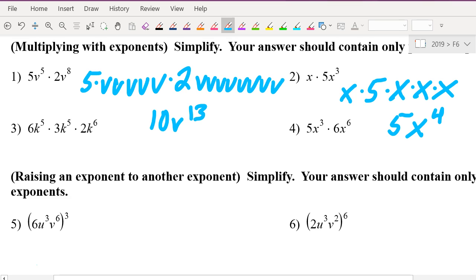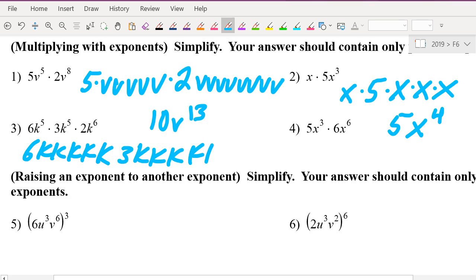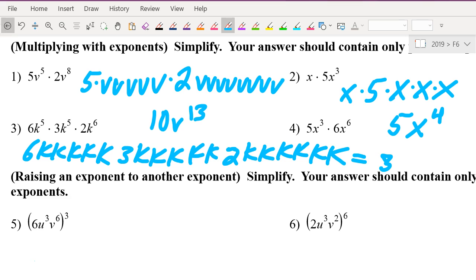Go ahead. You do 6, right? 6, and then you do 5 k's: 1, 2, 3, 4, 5. You write 3, and you do 5 k's again: 1, 2, 3, 4, 5. You write 2, and you do 6 k's: 1, 2, 3, 4, 5, 6. Okay, what we got? You get 36k to the 16th. Yeah, you're right. Good job. All right, we got it?